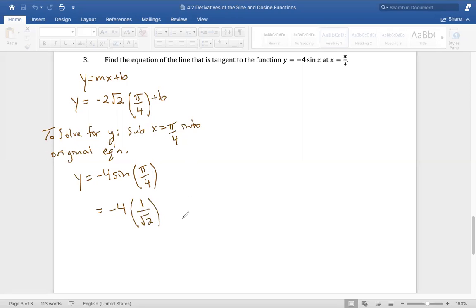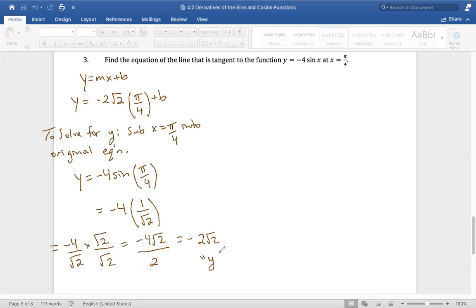Just go back and look at your special triangle, and if you have questions, let me know, which again is negative 4 over square root of 2, but we don't like a radical, so let's rationalize, which is just going to equal negative 4 root 2 over 2, which again is the exact same thing as before, just negative 2 root 2. And it's not always going to be the same, but this is my y value now. Be careful. I'm subbing this in.